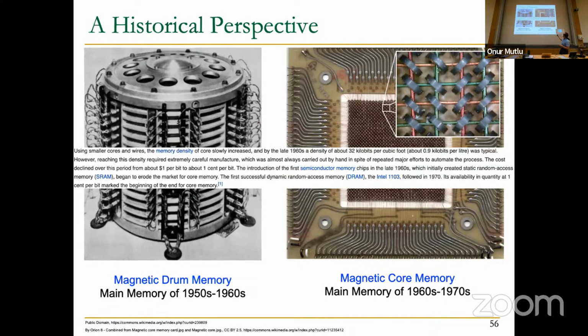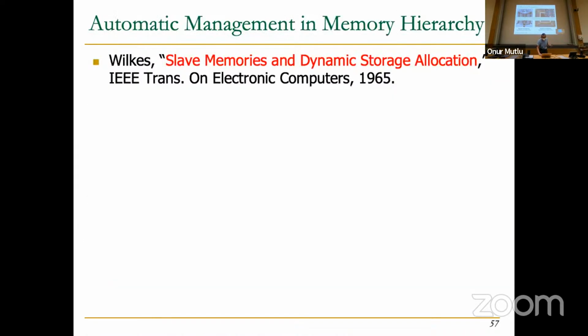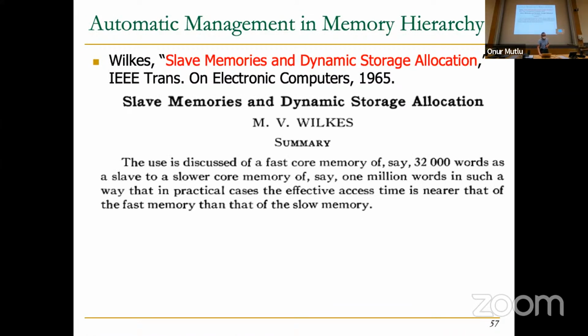And its availability in quantity at 1 cent per bit marked the beginning of the end for core memory. Compare that 1 cent per bit to, I don't know, a lot less than $1 per gigabyte, per megabyte today, as in earlier slides. Okay, so that's what Maurice Wilkes talks about in this paper.